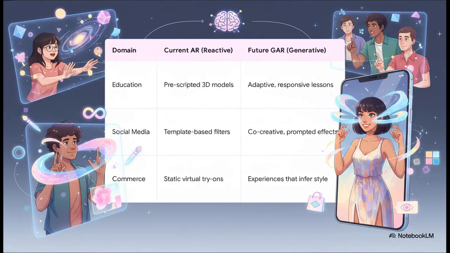You see the pattern here, right? In every single area, we're making this huge leap. We're moving away from tools that just react to our clicks and towards partners that generate things with us. Education isn't about looking at a fixed model anymore. It's about lessons that adapt to you. Social media filters won't just be templates. You'll co-create them with an AI. And shopping won't be about trying on a virtual shirt. It'll be about an experience that actually gets your style and suggests things you love.